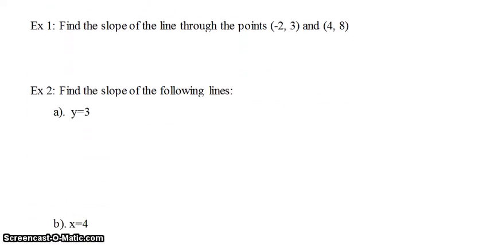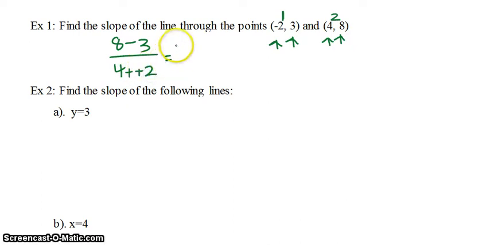So now we're going to the examples, and it says find the slope of the line through those 2 points. It doesn't matter which one we pick as our 1 and our 2. We just have to make sure we're consistent. So if this is my second one, then I'm going to put 8 first, because I have to do y2 minus y1. So 8 minus 3 over x2 minus x1, so it would be 4 minus a negative 2. So really that's going to be plus. So equals 8 minus 3 is 5 over 4 plus 2 is 6. So my slope is 5/6.